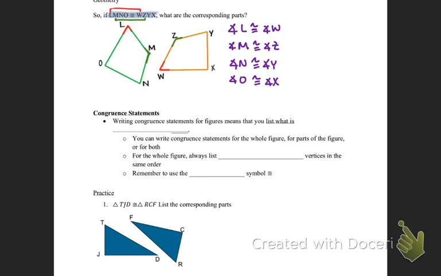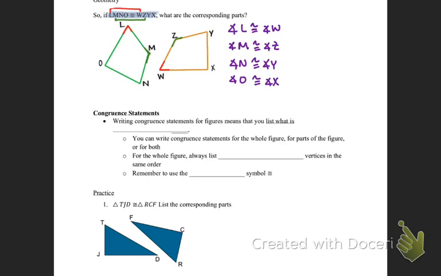But those aren't the only parts that match up. I also have these side pairs. So I can list those off as well. And I can use my picture to help, but I can also use my name. Because when I go to name my pairs of sides, I want to still keep the order. I want to name the sides so that the first letter in the side on the left matches the first letter in the side on the right.